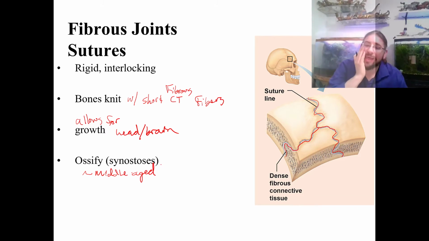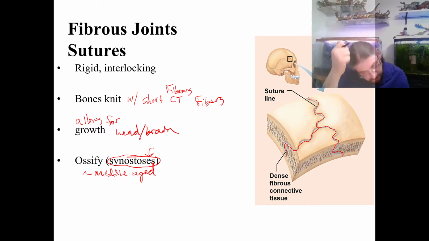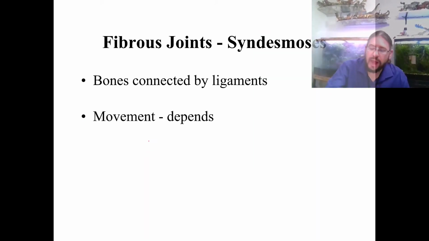And essentially by the time you are middle-aged, instead of a suture knitted with short connective tissue fibers, you now have a synostosis. Osteo, right, bone. So basically the fibrous connective tissue is replaced by bone. So there you go. Not too bad.